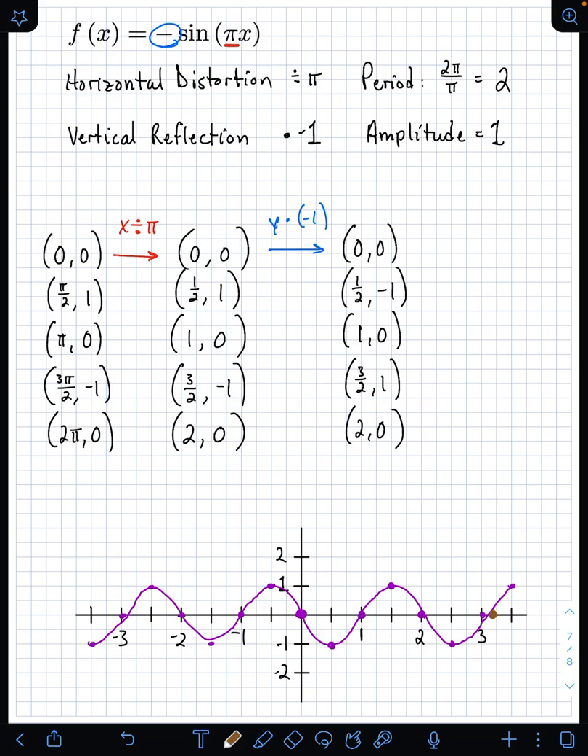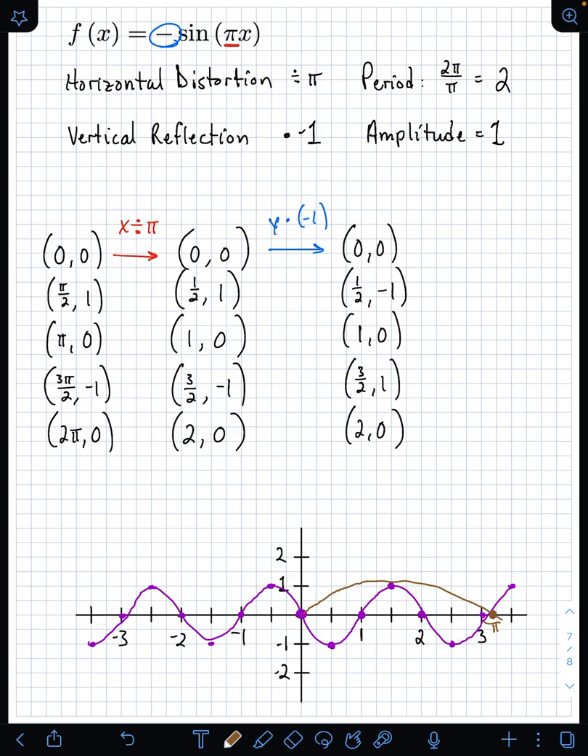So the original sine function would have its half period about here, which means it would have to start at 0 and go up and then down to 0 by the time you hit pi. So again, we can see the distortion here, and again, the vertical reflection is a bit more apparent because we start out by going down instead of up. But again, we can see the horizontal distortion in effect here.